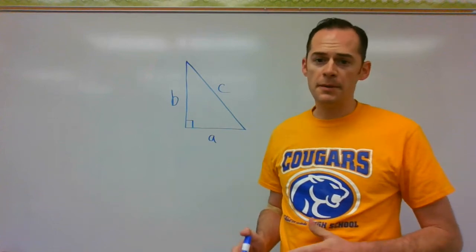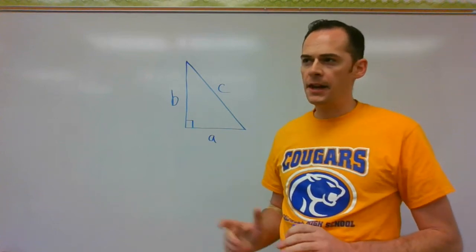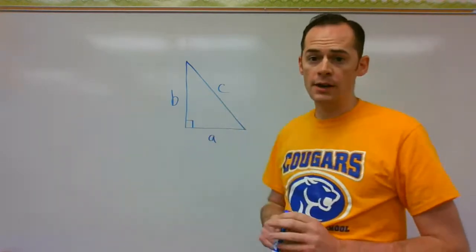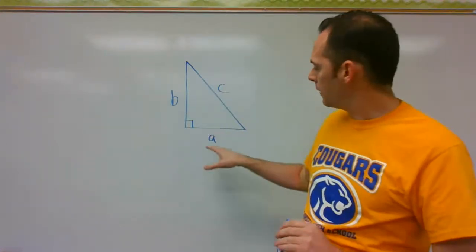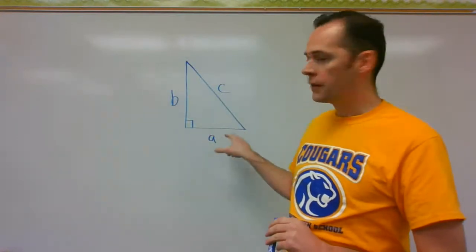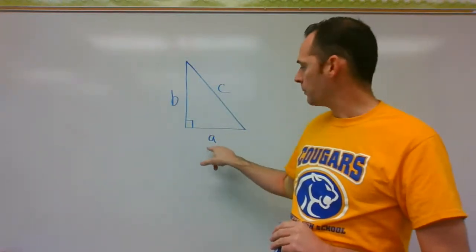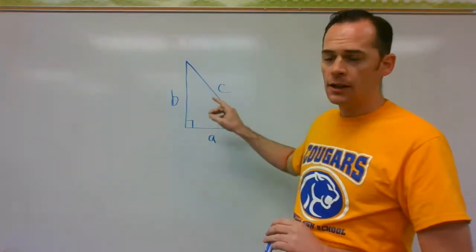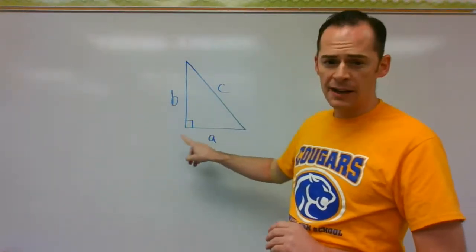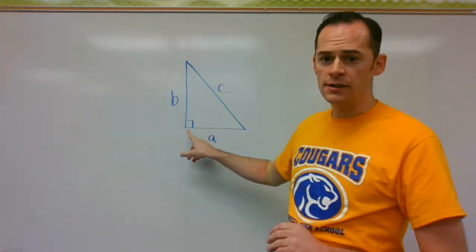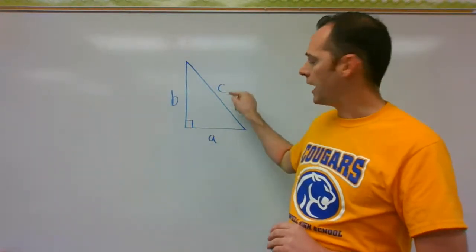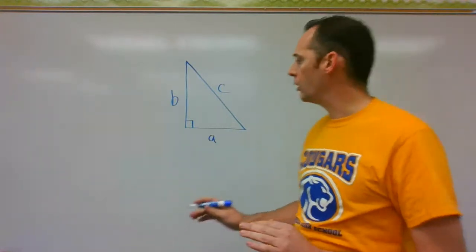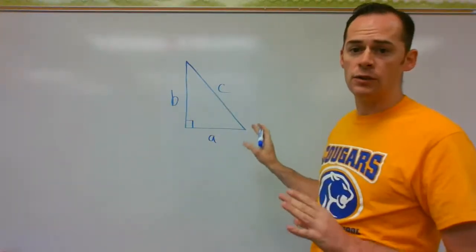Okay, so we're going to talk about the Pythagorean Theorem. The Pythagorean Theorem is a way to find out what one of the sides of a right triangle is. So here we have a right triangle with the two legs labeled A and B, and the hypotenuse of the triangle labeled C. The legs are the sides that are adjacent to the right angle, and the hypotenuse is opposite the right angle.